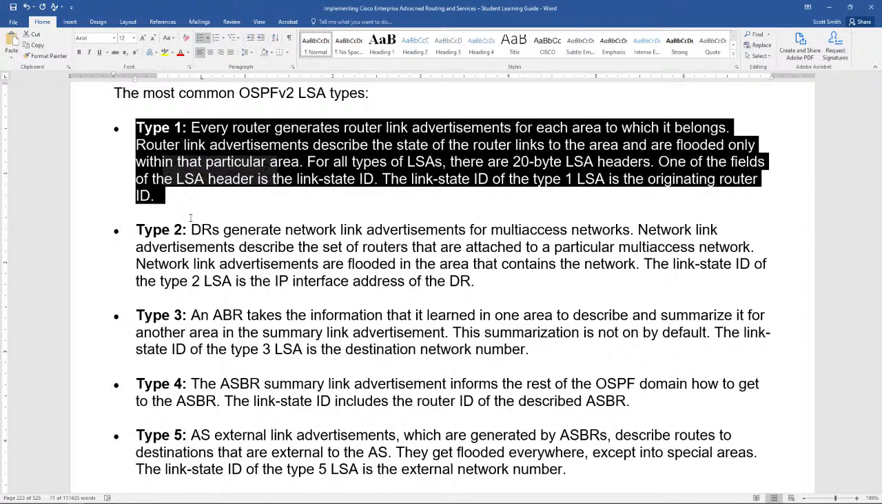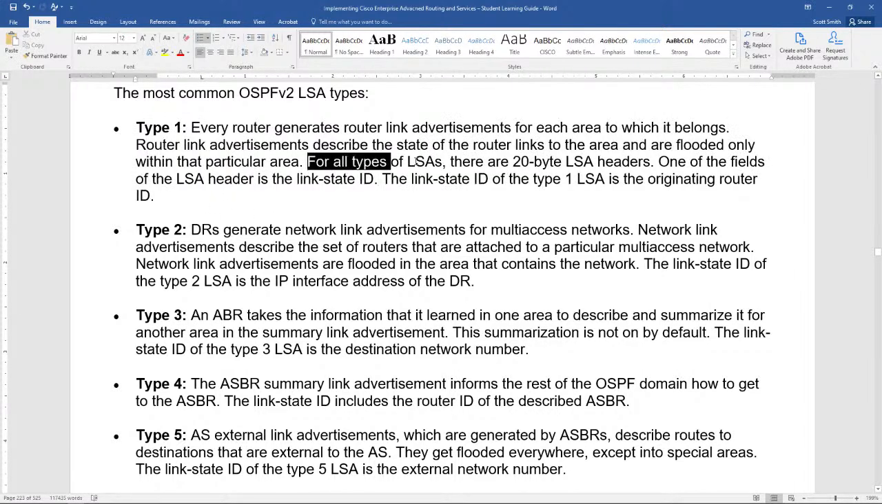All right, now it says here every router generates these type 1 LSAs. These type 1 LSAs are flooded within the area. So that means that they are intra-area LSAs, not inter-area LSAs. They do not leave the area. All right, now it also talks about here for these different types of LSAs, there is a 20-byte LSA header. I will show you guys that in Wireshark, what that looks like.